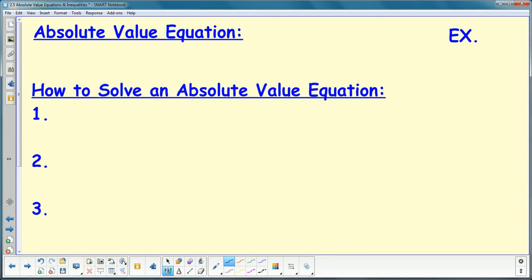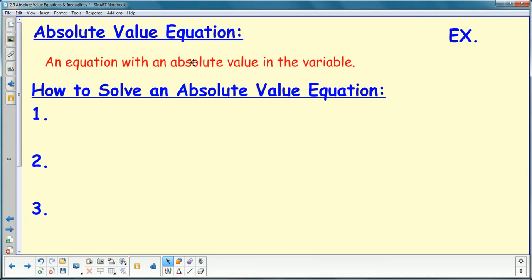Now, an absolute value equation is when we have a variable inside an absolute value. An example would be something like this. You see our variable x is inside our two vertical lines here, and these are the ones that we call the absolute value. So I would read this: the absolute value of 2x plus 6 minus 8 equals 15.